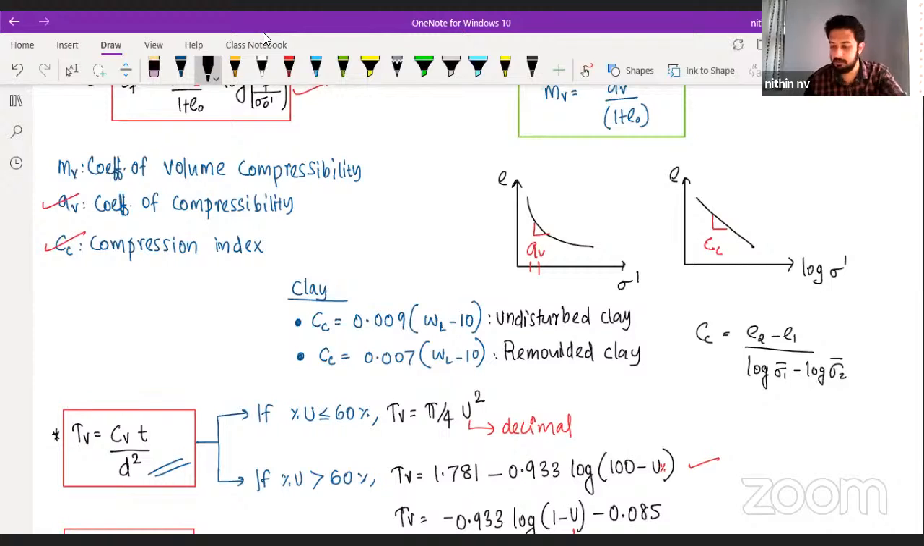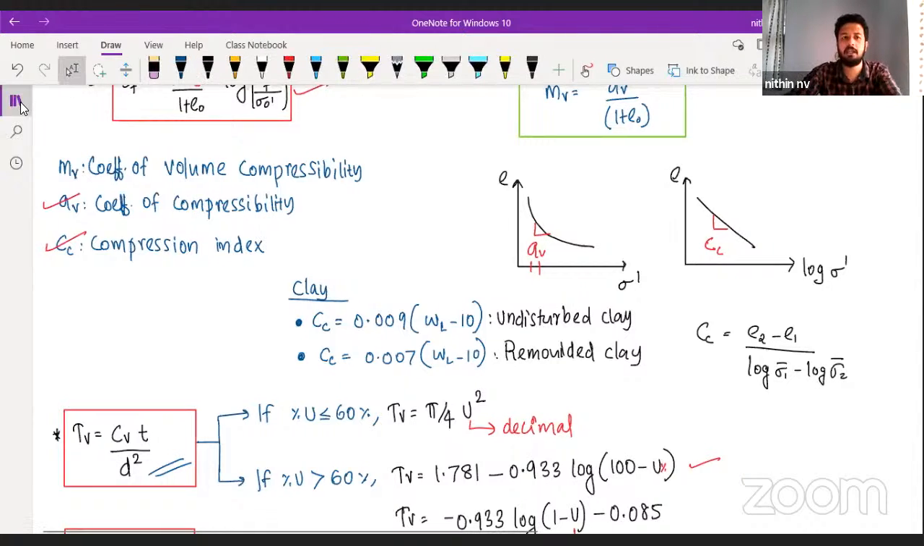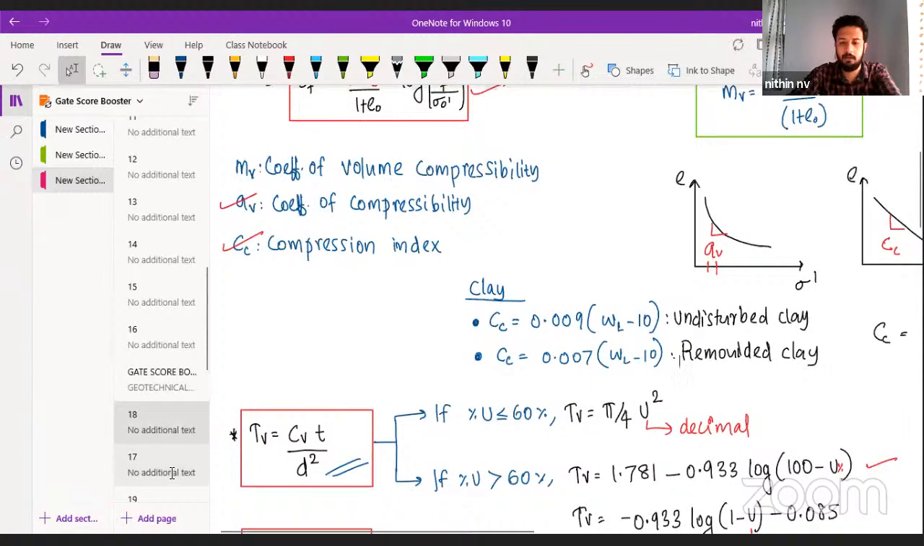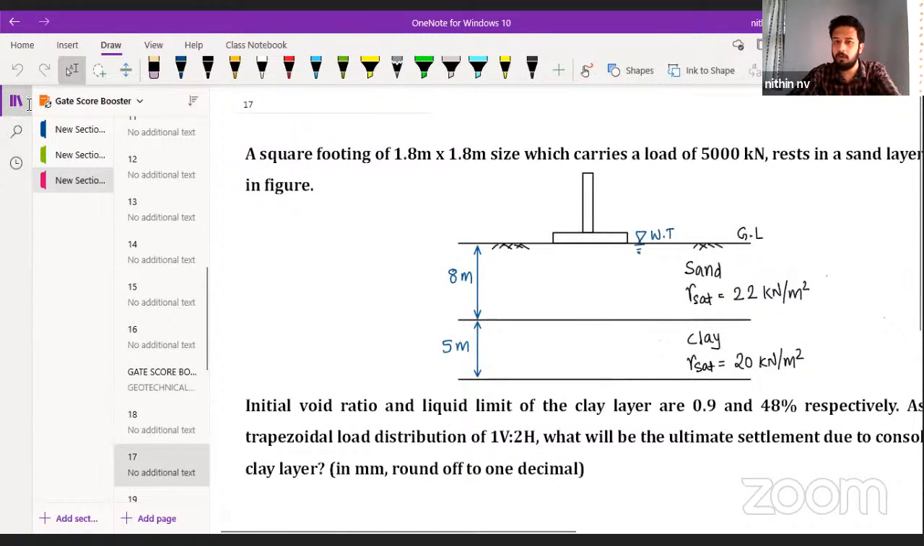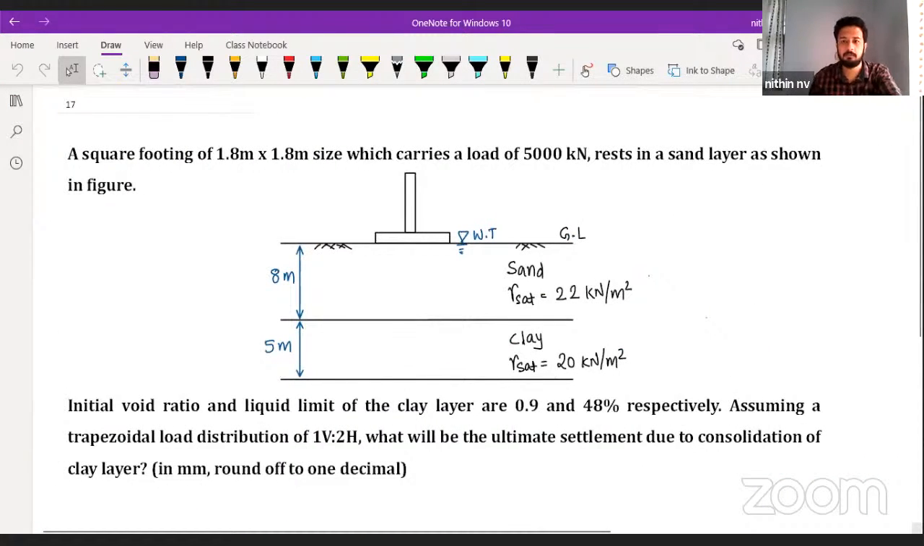So in this case, Naresh, look at the things which I have written. In this one, are we going to use 0.009 or 0.007? Look at the question whether they have given anything like it is a remolded clay or anything like that. Properly check it anywhere. No. So 0.007 we are going to use.